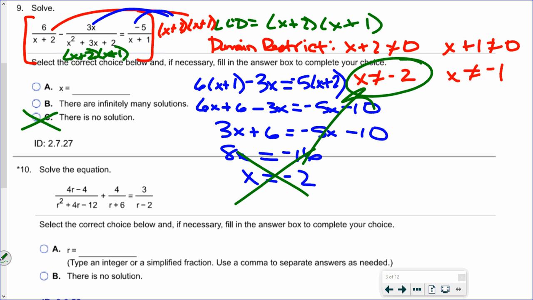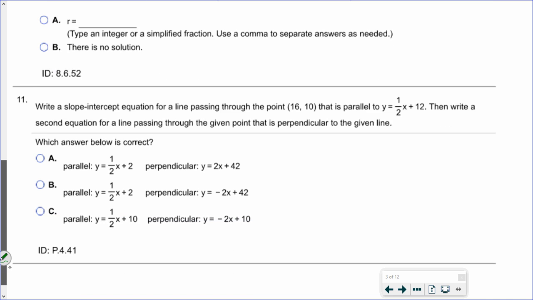So if you get everything right and you mathematically did this a beautiful way, but then you tell me that the answer is -2, you'll get the whole problem wrong, all because you didn't check for domain restriction. Okay? Number 10 is done exactly the same way.